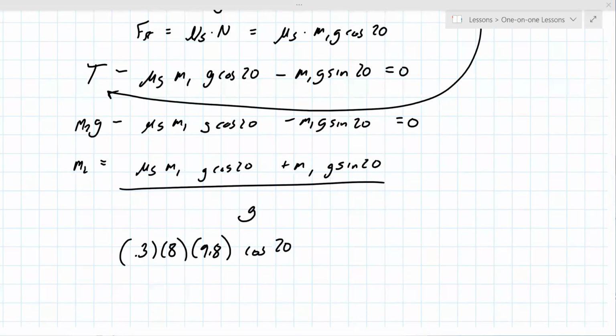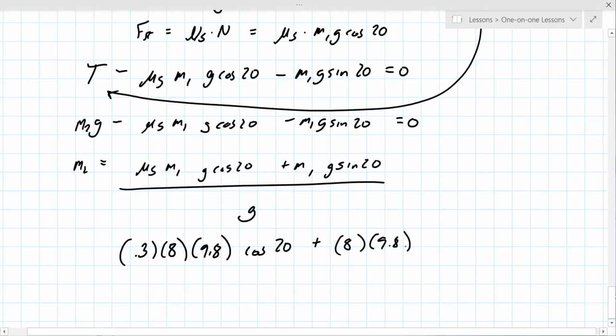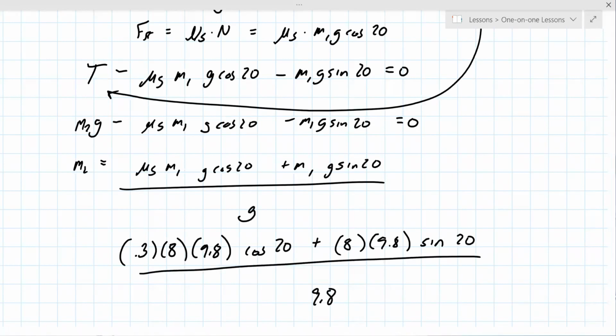So 0.3 times 8 times 9.8 cosine 20 plus 8 times 9.8, and that's sine 20. All right.